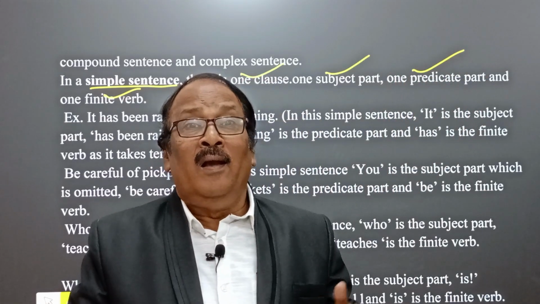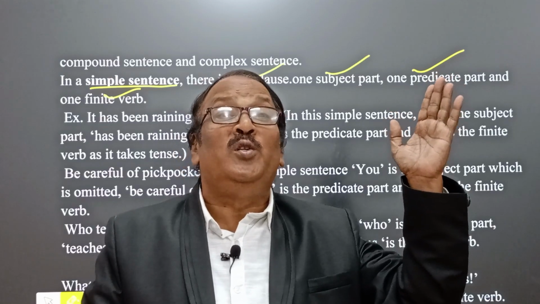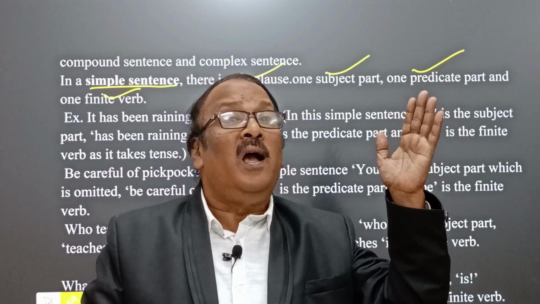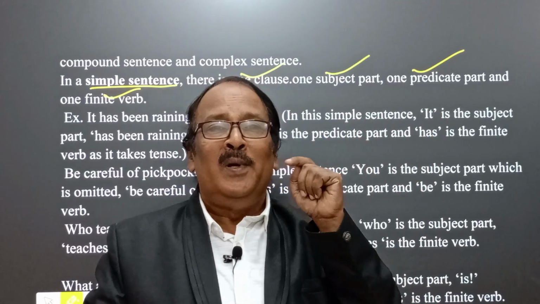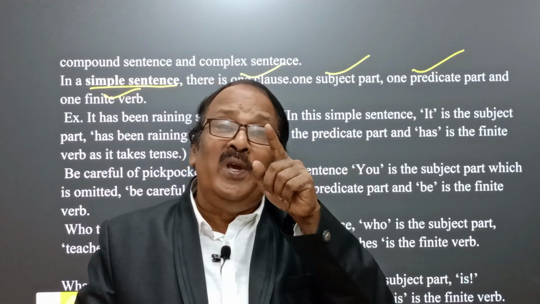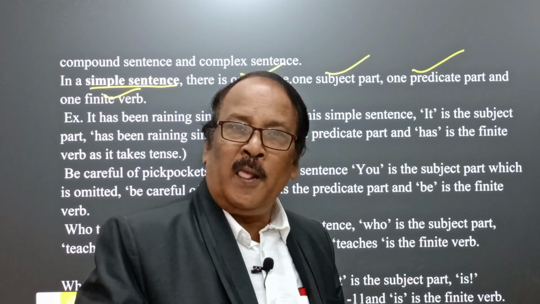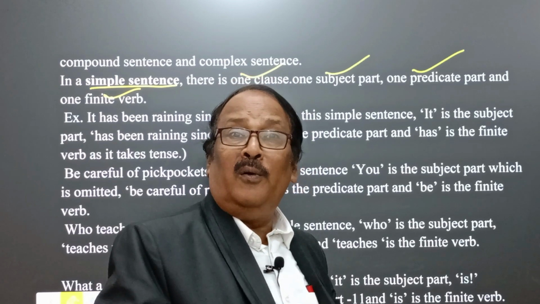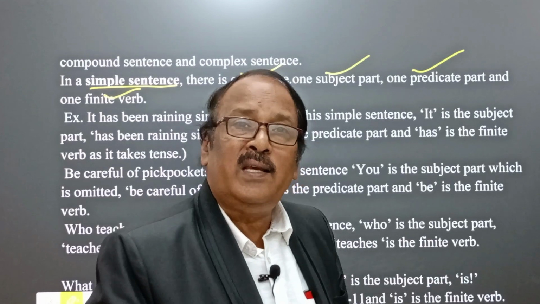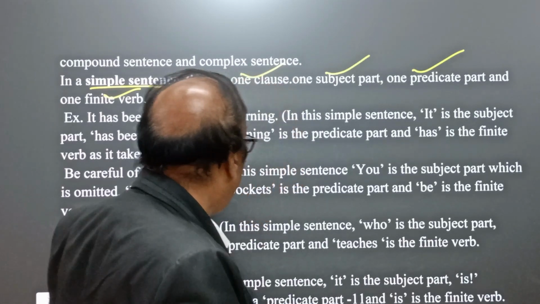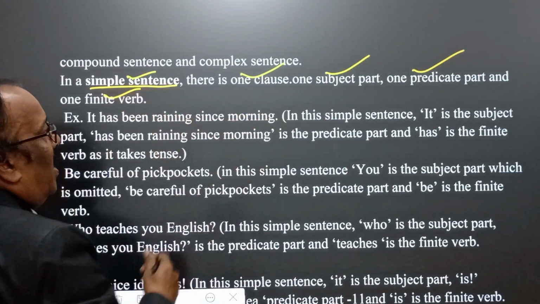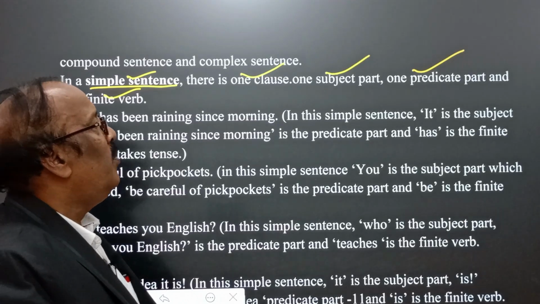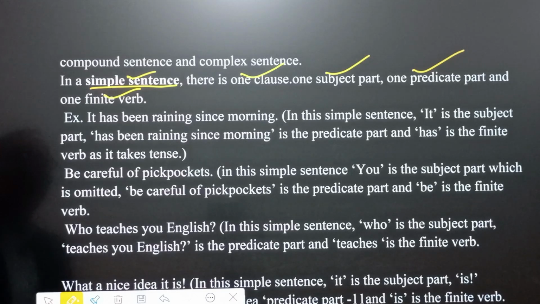For example, it has been snowing for a week. It has been snowing. Here we have three verbs. Has is the finite verb, the first verb, and been is the non-finite verb. Snowing is also a non-finite verb. So remember, without a finite verb, neither a clause nor a sentence can be formed. Again, another matter: a simple sentence requires one clause, one subject part, one predicate part, and one finite verb.